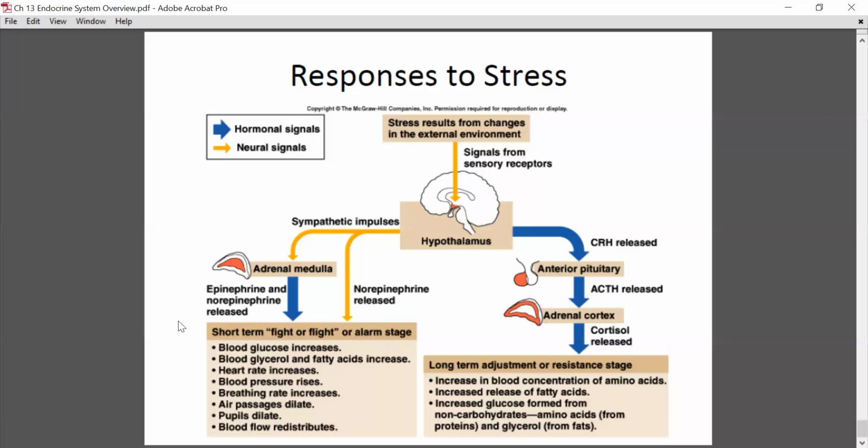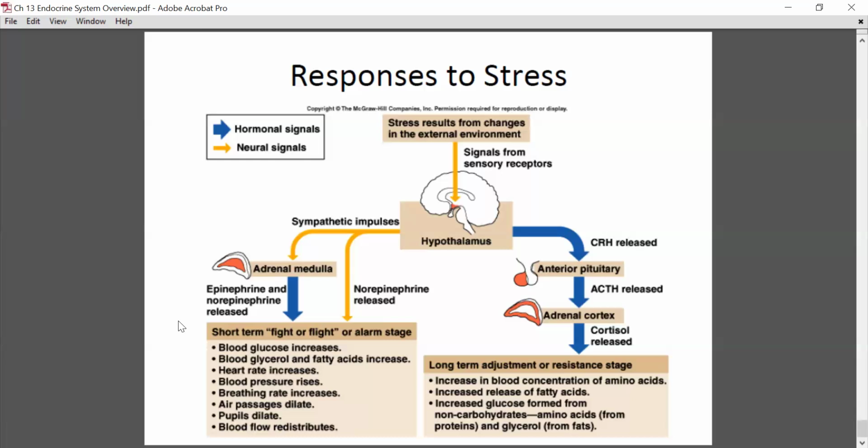Your breathing rate will increase so that you can get more oxygen into the body as quickly as possible so that that oxygen can get to the cells, and that oxygen can couple with the glucose products so that you can make as much ATP as quickly as possible so that you can get out of danger. Your air passageways dilate. Remember, dilation is to increase in size. Air passageways are going to dilate so that you can get more air into the lungs, so that you can get more oxygen into the bloodstream.